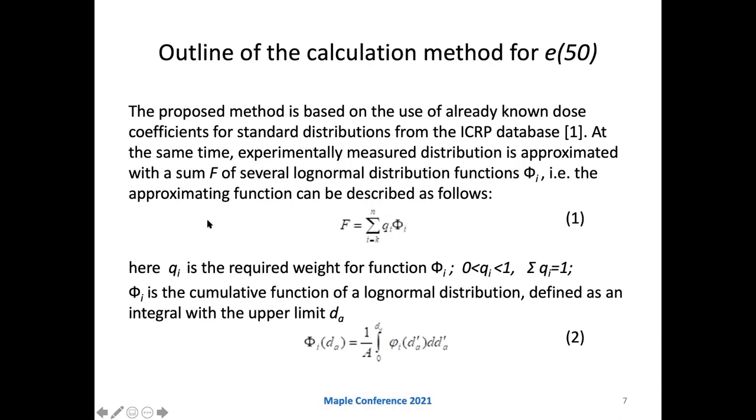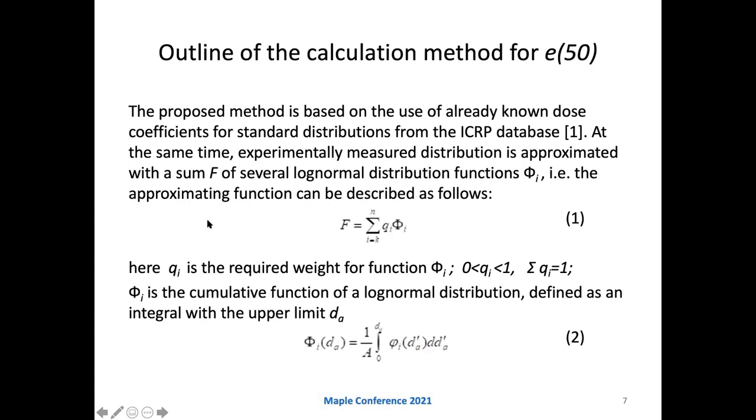So the resulting function is presented on this slide, Formula 1, and it is the sum of Fi and corresponding weights Qi. Also, we have several restrictions imposed on these weights. For example, the value of each weight should be within the interval from 0 to 1, and the sum of all weights should be equal to 1.